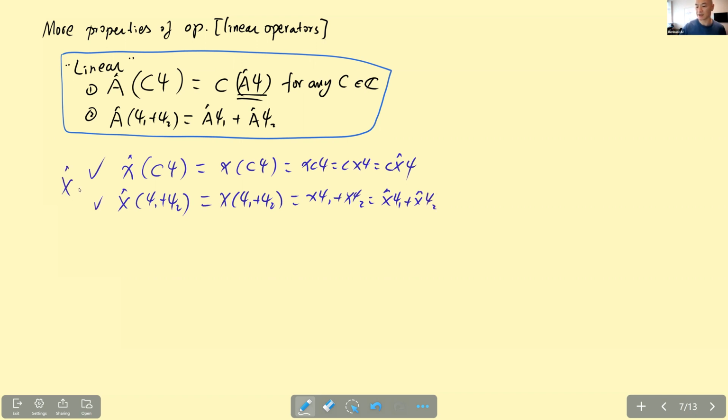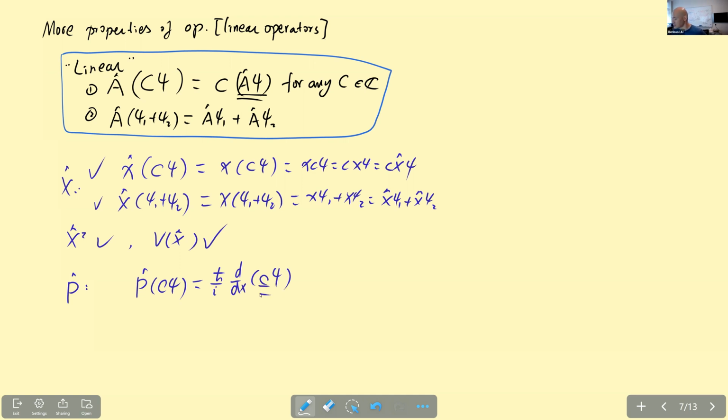So x is okay. And I let you check x squared. It should also be okay, and any function of x should be okay. Right? So let's check the momentum operator, and let's look at the first condition. This one is h bar over i, d over dx, acting on c psi. And c is a constant, right? So it can be moved outside. So that equals c times h bar over i d psi over dx. So quickly you know that the first condition is correct.